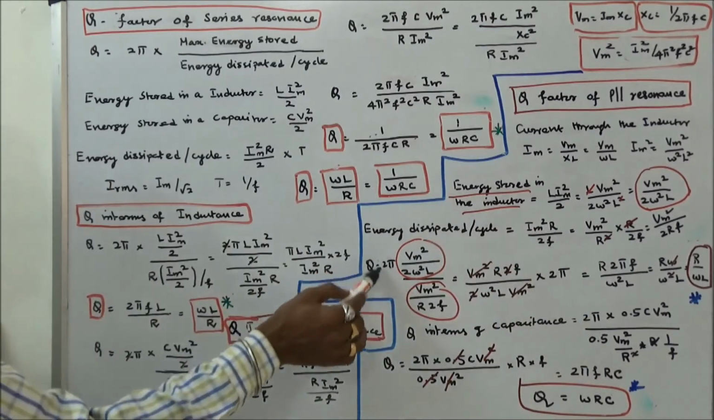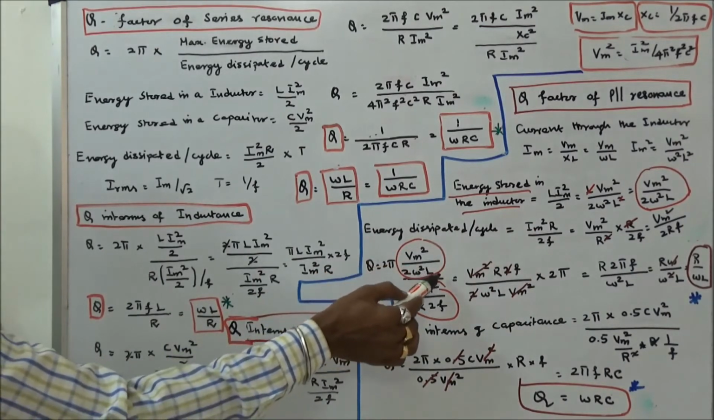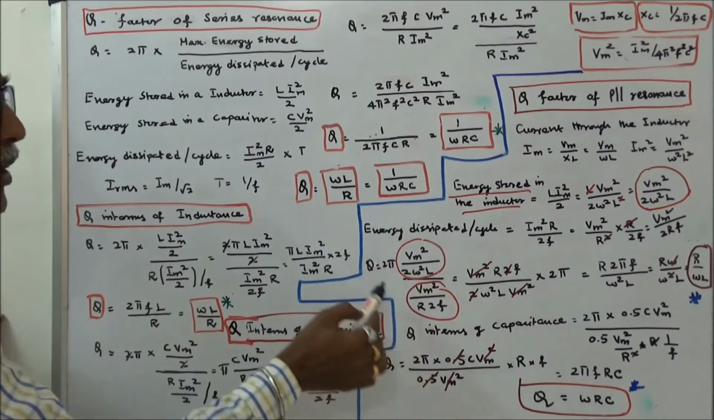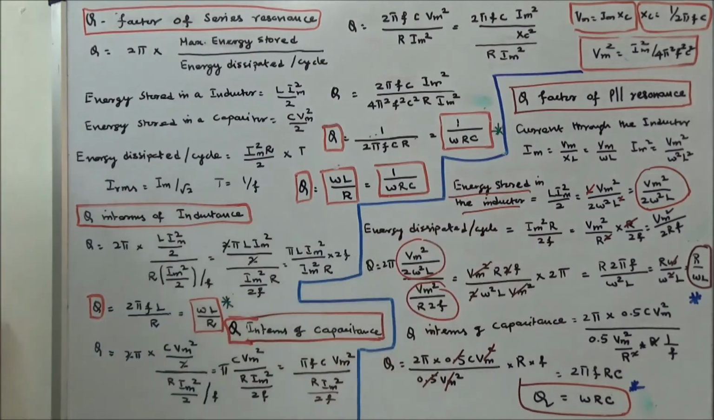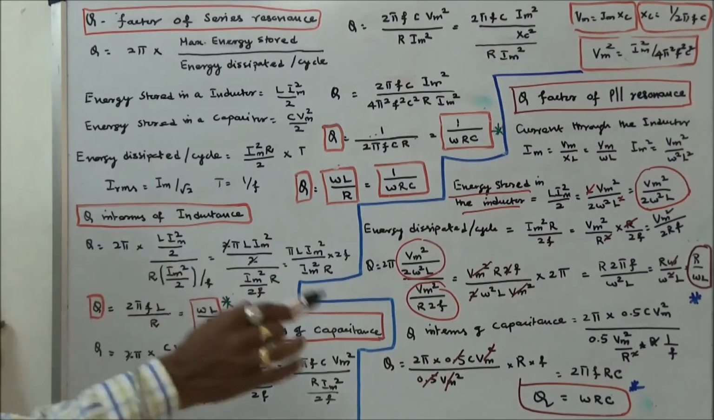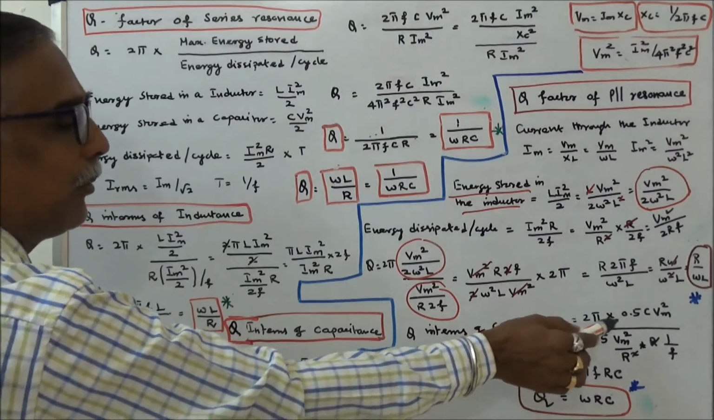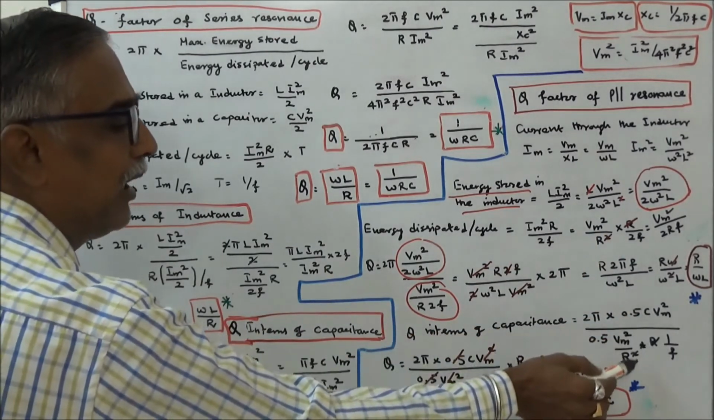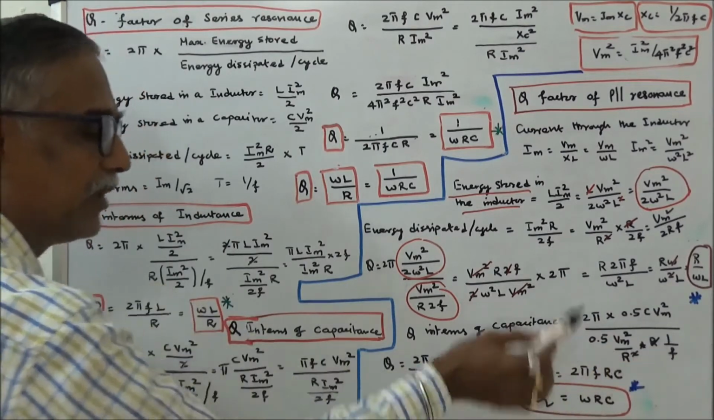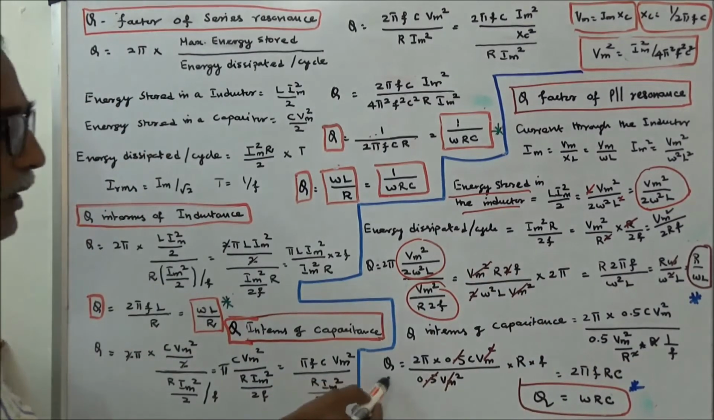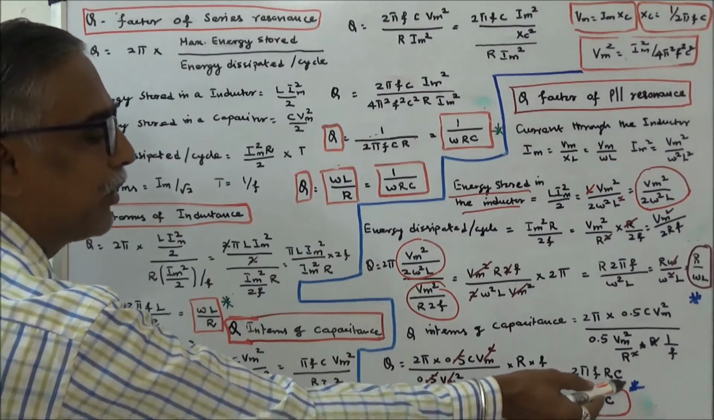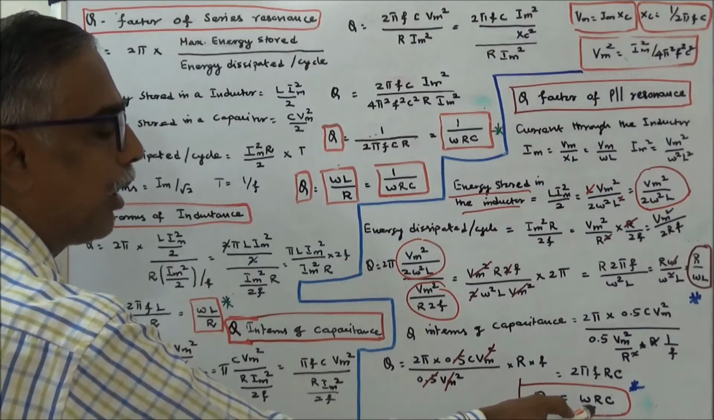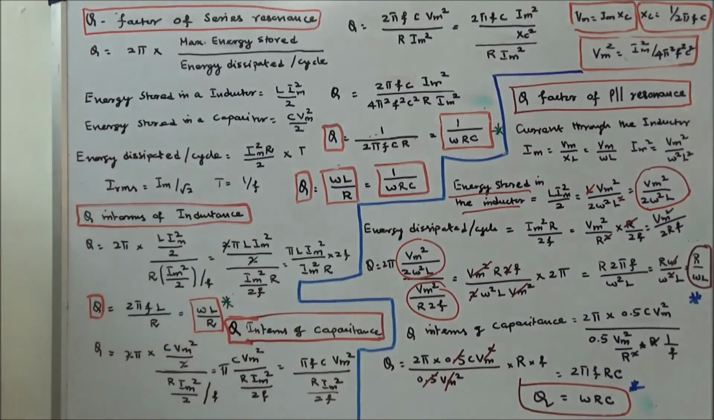So Q is equal to 2 pi into Vm square by 2 omega square L, divided by Vm square divided by R into 2F. Again, you simplify the equation. Q is equal to R by omega L in terms of inductance. Similarly, in terms of capacitance, 2 pi into 0.5 into C Vm square divided by 0.5 into Vm square by R square into R into 1 by F. Again, you simplify it. You will get Q is equal to 2 pi F into R into C. 2 pi F is equal to omega. Therefore, Q is equal to omega R C. That is Q in terms of capacitance.